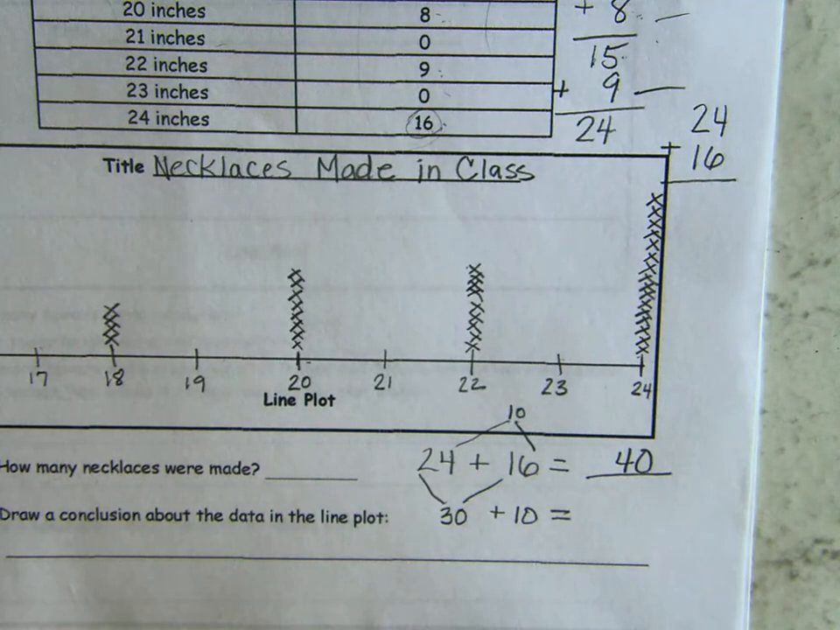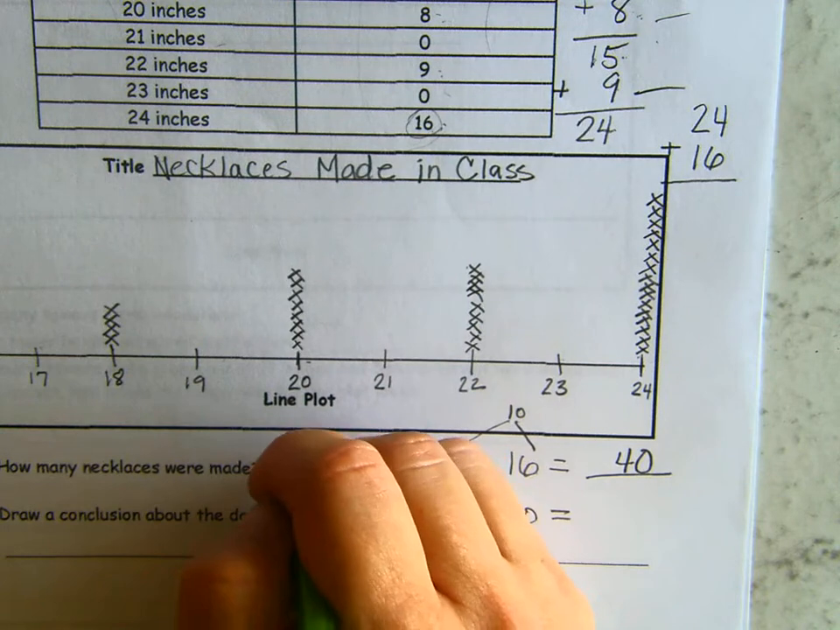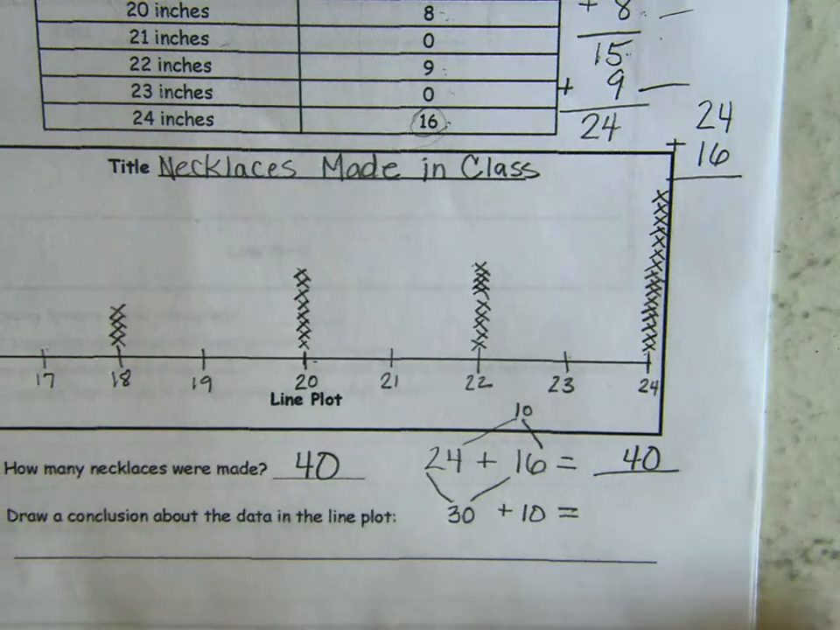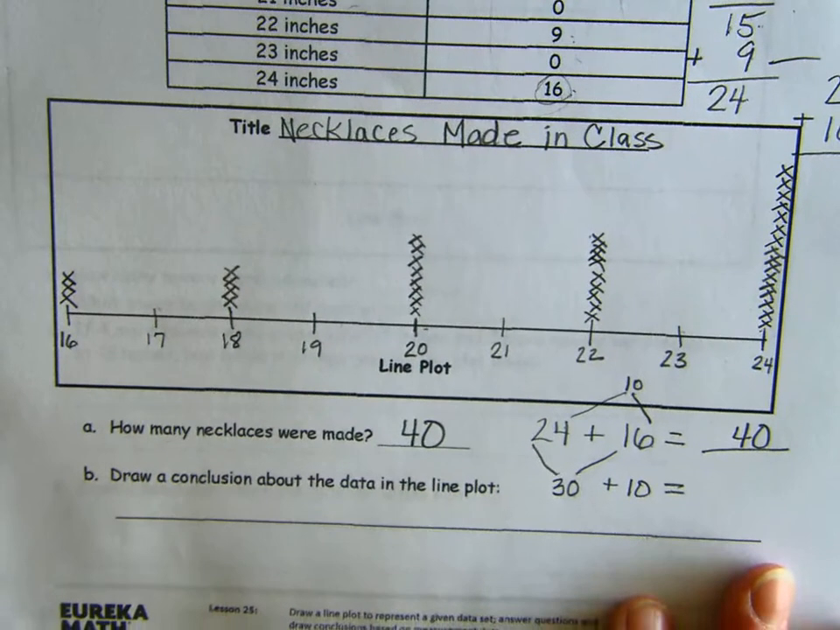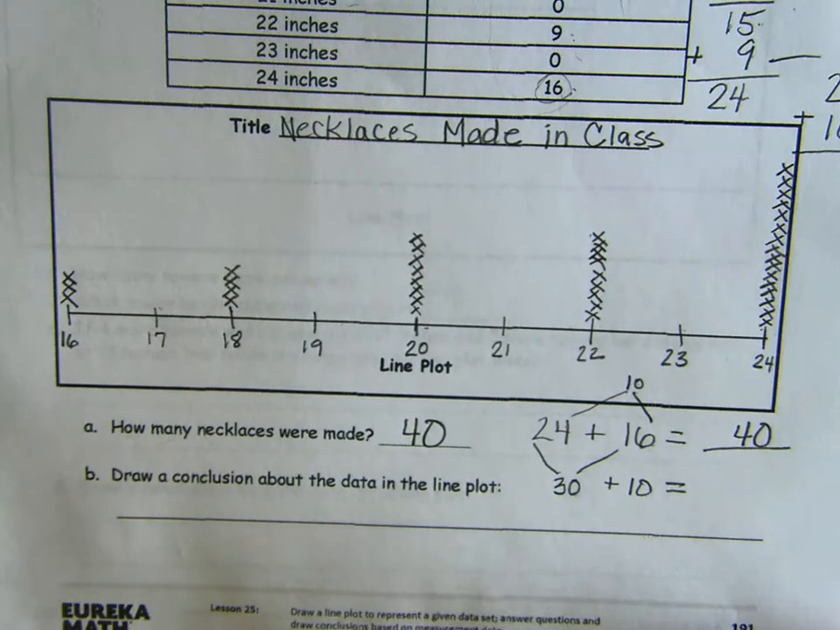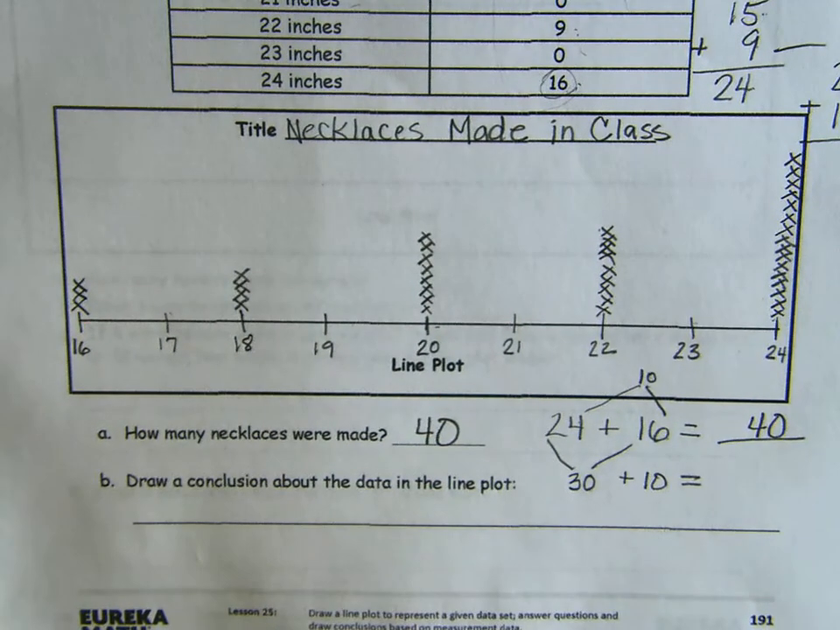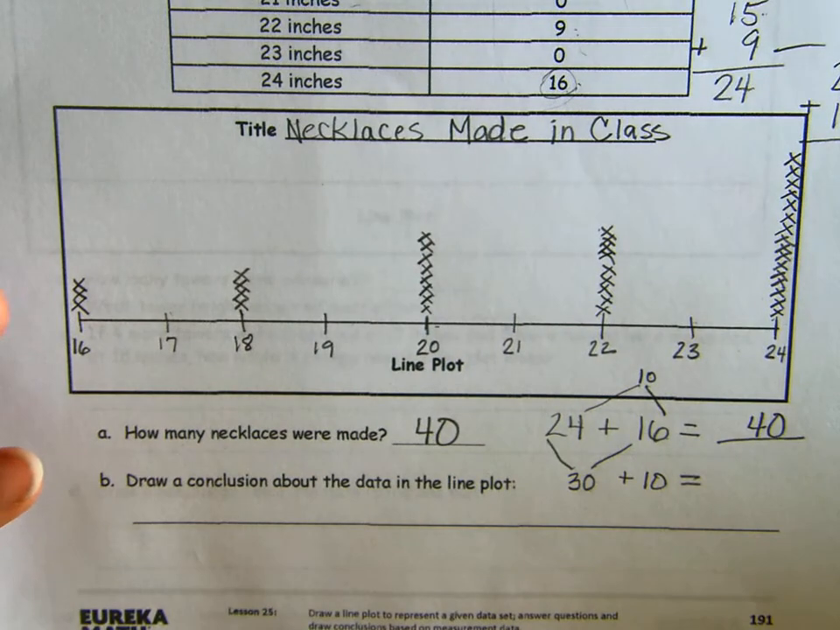How many necklaces were made? 40 necklaces. That's a lot. Must be a lot of beads. So we need to draw a conclusion about the data in this line plot. Looking at your line plot, what conclusion can we draw? Remember, drawing a conclusion means we take the clues and we can say something about that information.